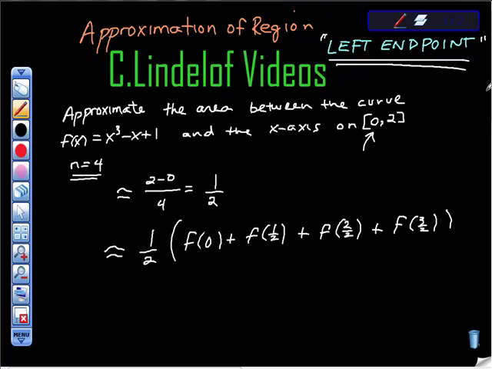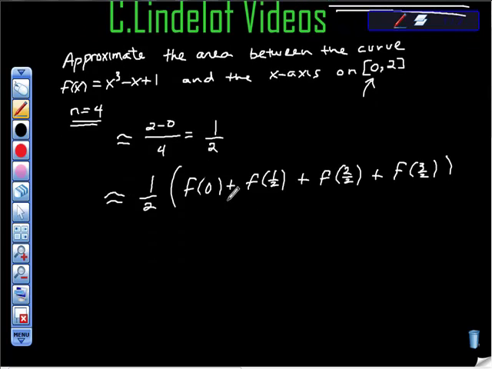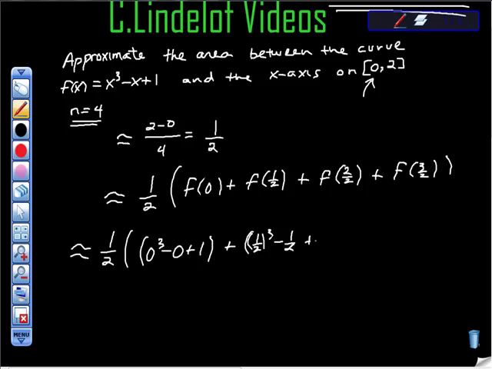Now, just to draw this out a little bit, because I have had people ask me, can you just leave it this way? I don't think so. I think you have to actually show this out. You'd have to say my approximation is equal to 1/2 times f of 0, which would be 0 cubed minus 0 plus 1, wouldn't it? Plus f of 1/2, which is 1/2 cubed minus 1/2 plus 1.